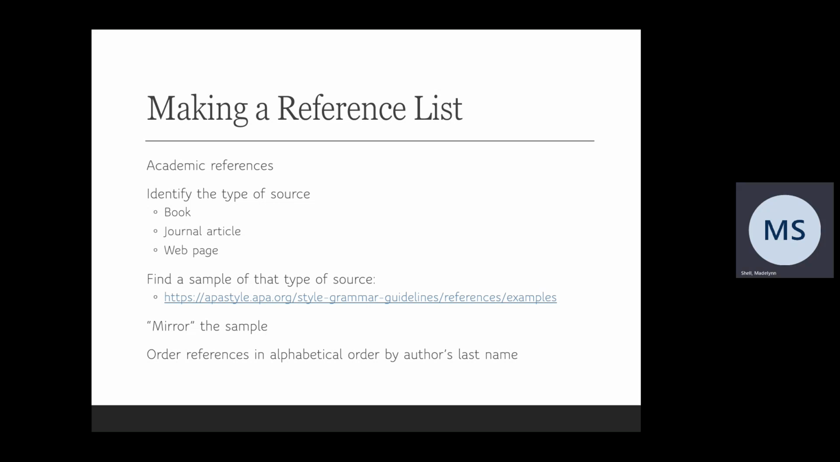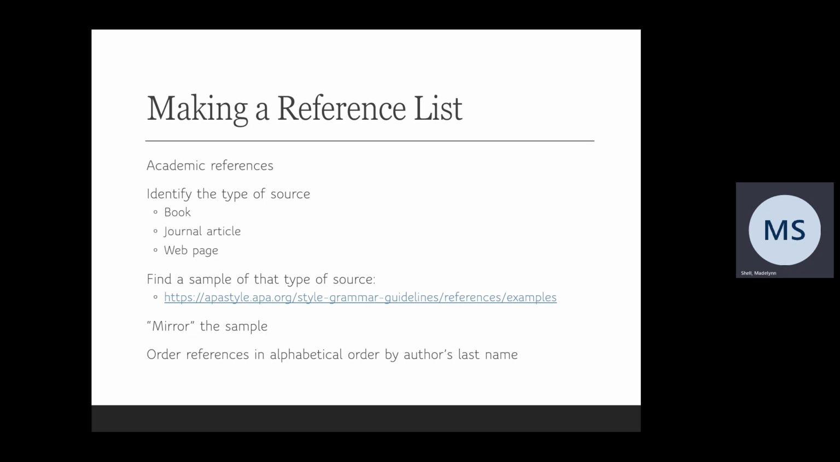So probably the majority of sources that you will come across are going to be scholarly journal articles, but you may also use books, or you may occasionally, depending on the assignment, use a web page. So in general, what you want to do is identify what type of source it is, and then find an example of that type of source. So I've got a link here to the APA style webpage. If you have the APA manual, you can find the link there.